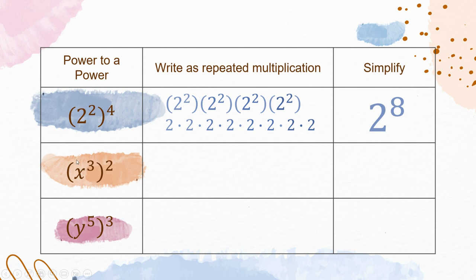Looking at the next one, I have x to the third all raised to the second power. Again, I'm going to write my initial base, x to the third, out and multiply it by itself 2 times. X to the third times x to the third. Now, I can break each one of these down again into 3 separate times of multiplying itself. Okay, how many x's do I have here? 1, 2, 3, 4, 5, 6. X to the sixth power. Hopefully, we're noticing a little bit of a pattern between these two here. Okay, take a second and see if you can figure out what y to the fifth all raised to the third power would be.